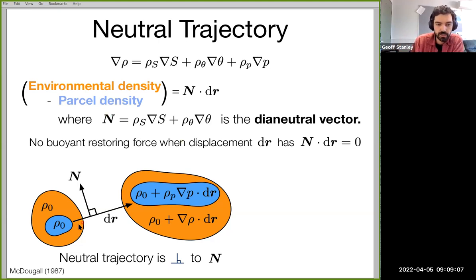So then if we want to, we can align this displacement vector dr to be orthogonal to the vector n. So then n dot dr is 0, and what will happen is that the blue parcel will be the same density as the orange parcel at this new environment. So it'll be neutrally buoyant, it won't have any recourse to move up or down, and everything will be nice and boring, which is what we want. So that would be what we call a neutral trajectory. It's everywhere perpendicular to this vector n.